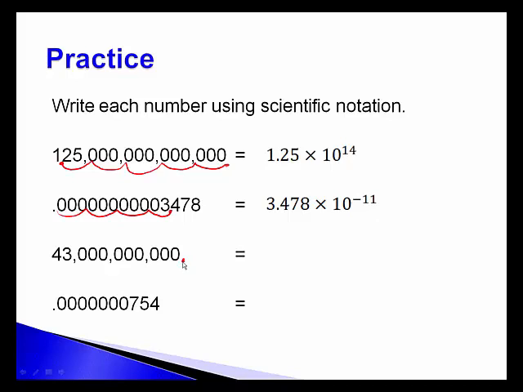We're looking for a positive number there. So here we go with our move. Let's go 3, 6, 9, 1 digit to the left right there will put us with 10, so we'll end up with 4.3 times 10 to the 10th power.